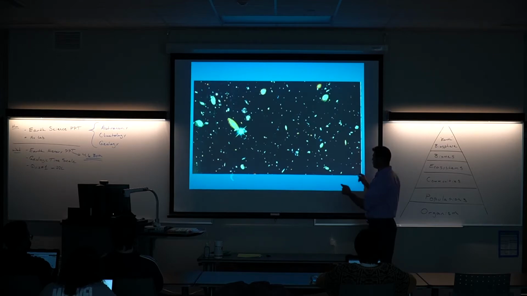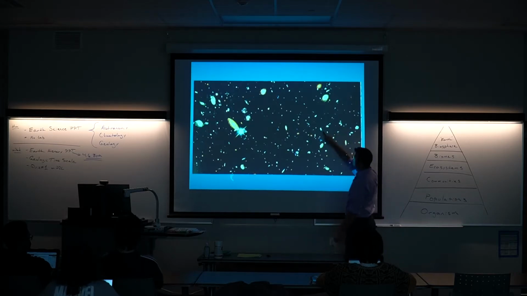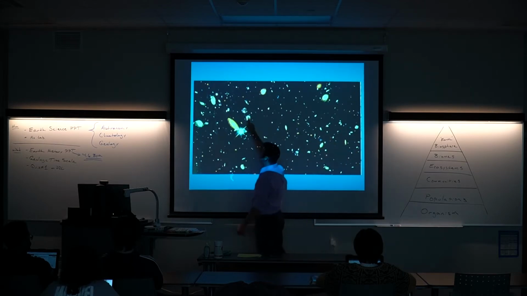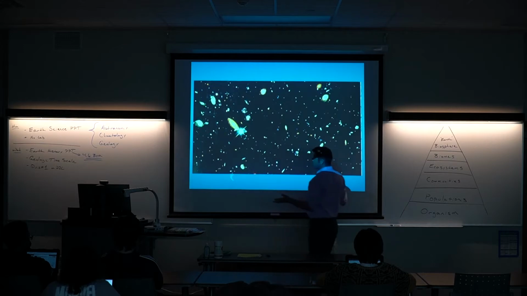galactic evolution, because you can zoom over here to see two galaxies that are about to collide, right? And then you could zoom over here and see two galaxies that have just collided. You can see them at different stages of collision, and you can see some of them that aren't colliding at all.